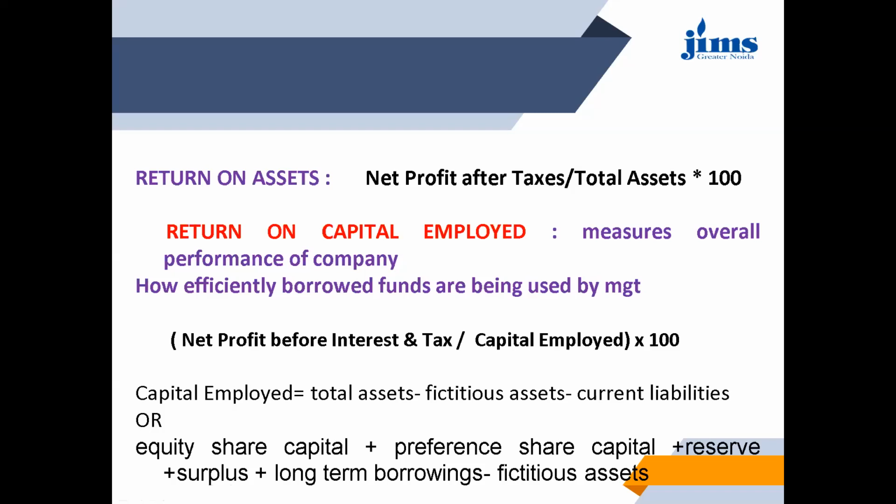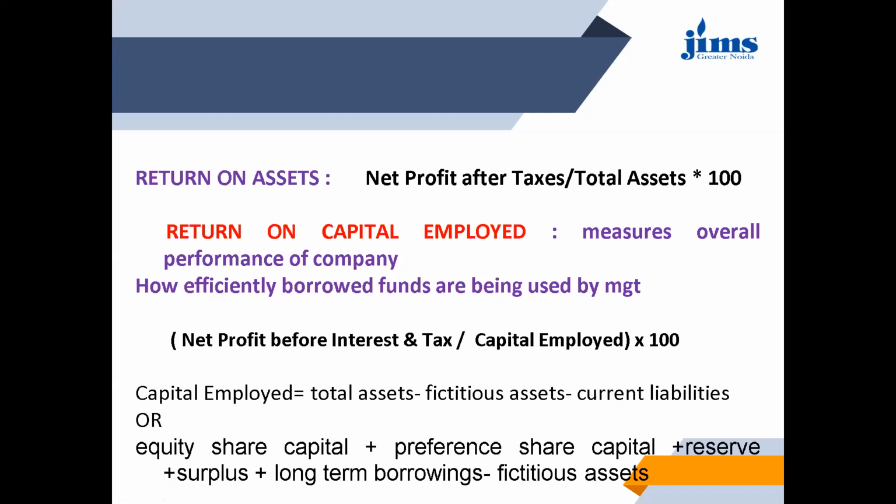Return on assets. It tells us the relationship of the returns or profit with the total assets. So the formula is net profit after taxes divided by total assets into 100.